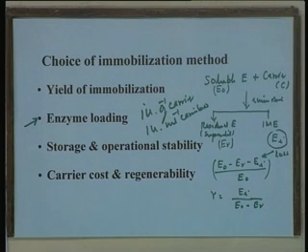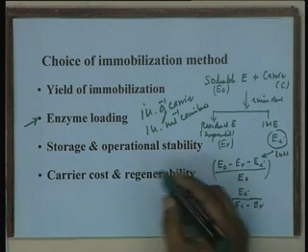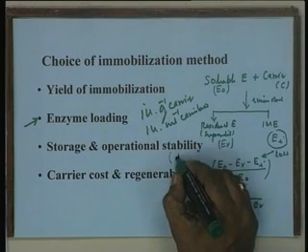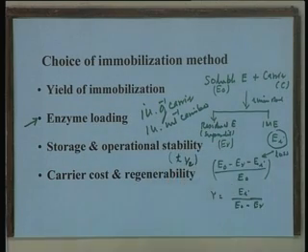This stability is not only in terms of use, but also during storage, and this parameter is usually expressed in terms of half life, either half life during storage, that means the time in which the activity falls to 50% of the original activity, or during use in a continuous reactor or in a batch reactor, in terms of number of cycles.